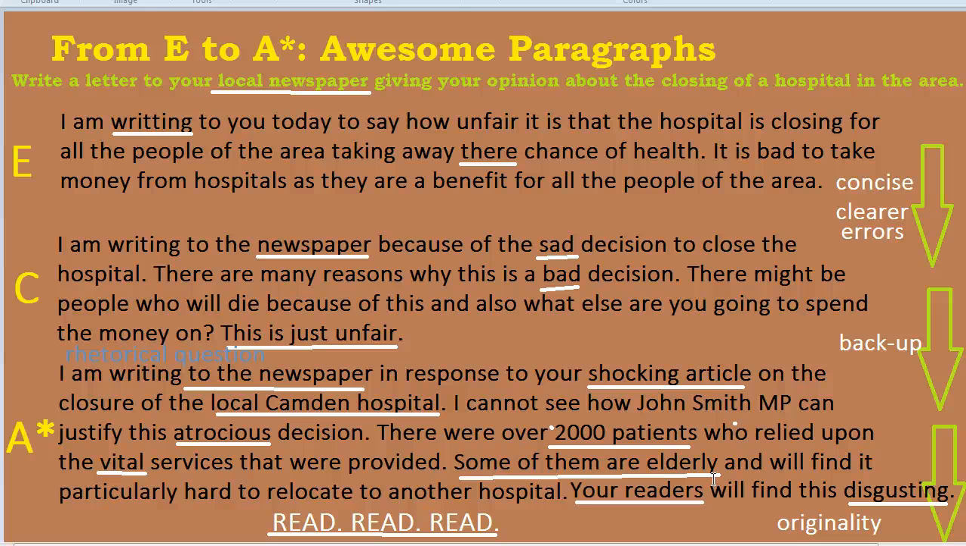I hope all of these things have convinced you that it's not magic to improve your writing, to get awesome paragraphs. There are certain things you can do to improve your writing. And I would say number one, above all, is to read, and read some more.